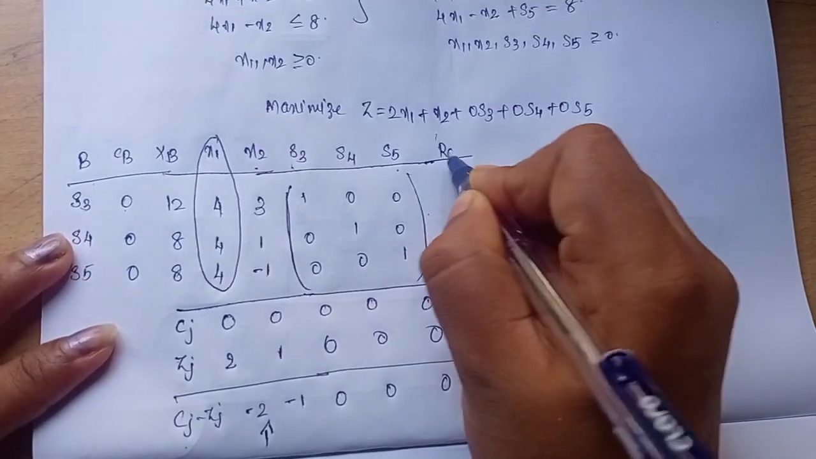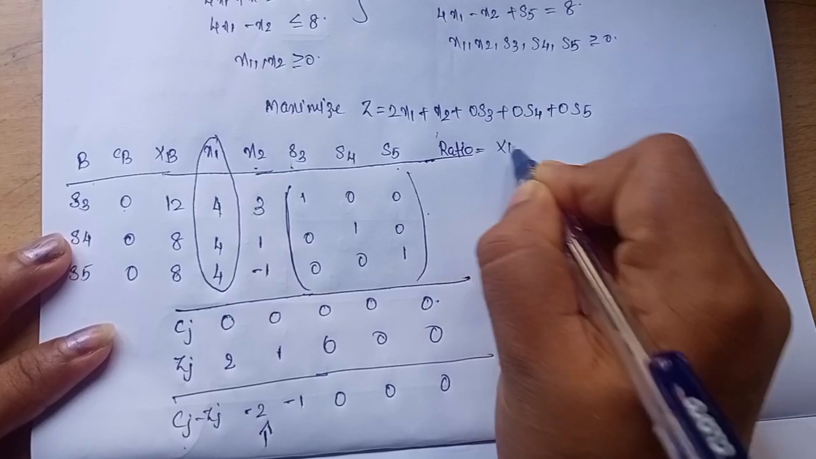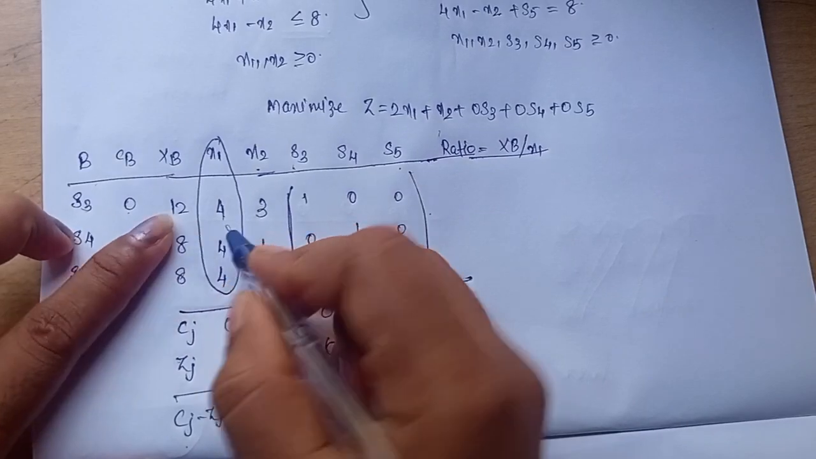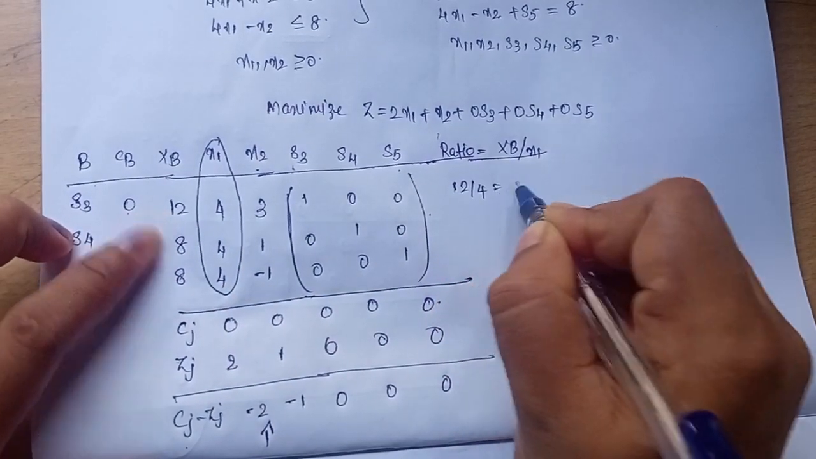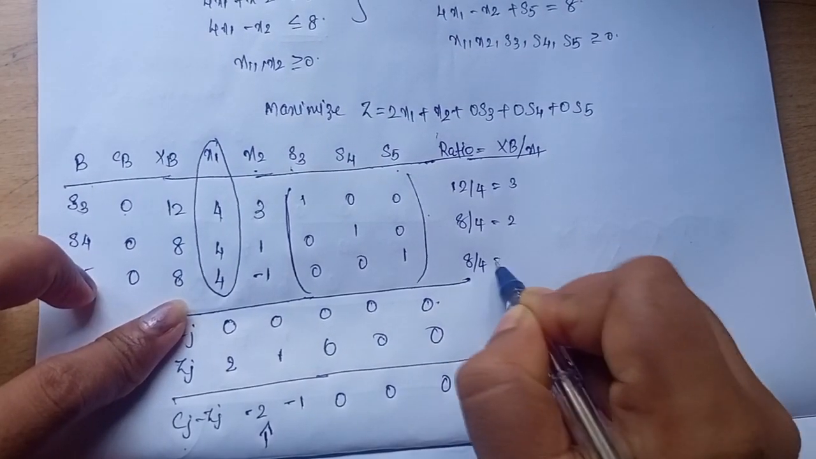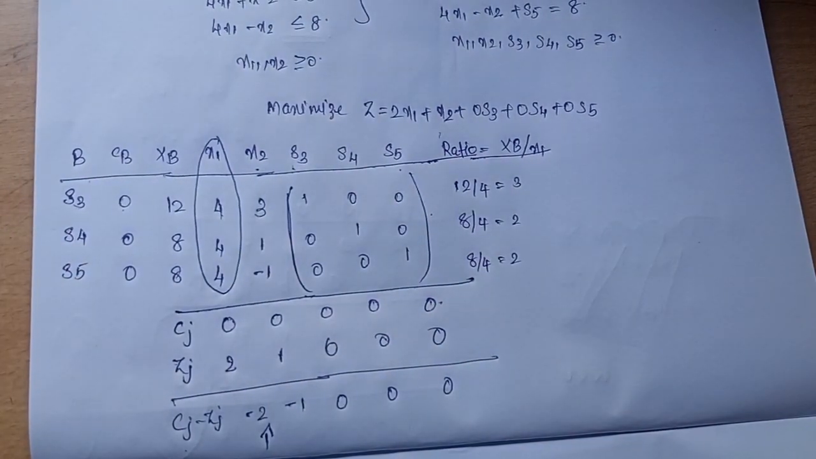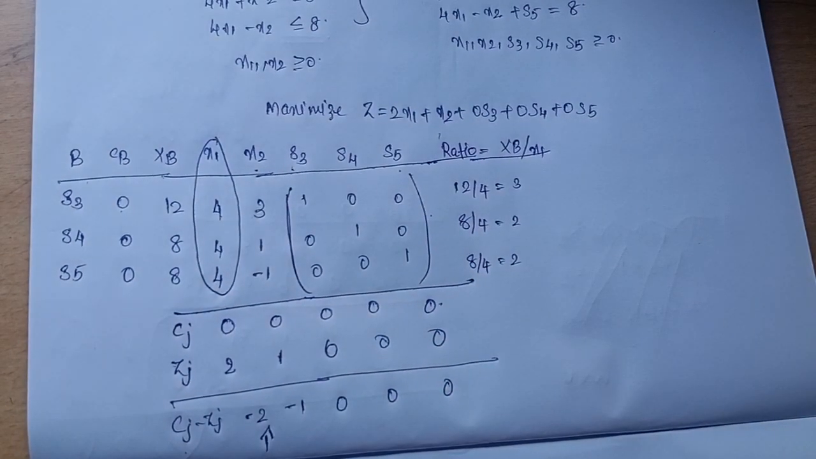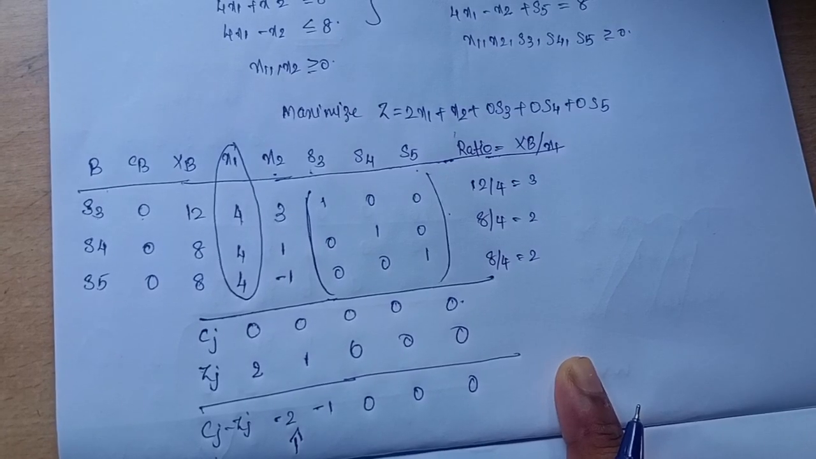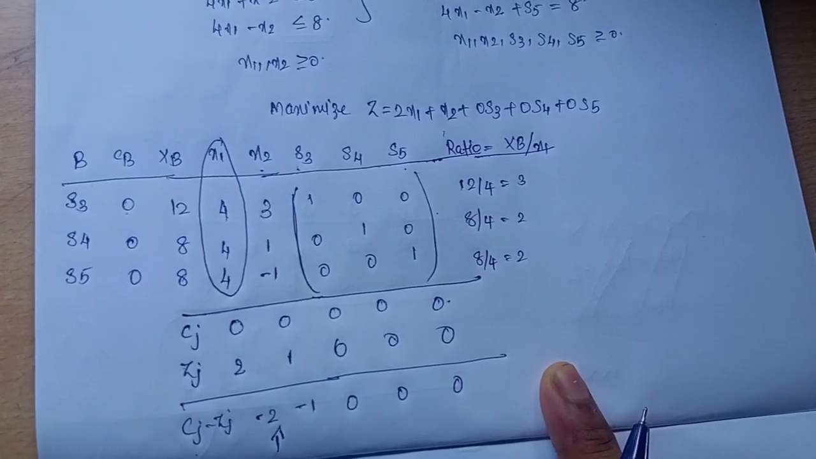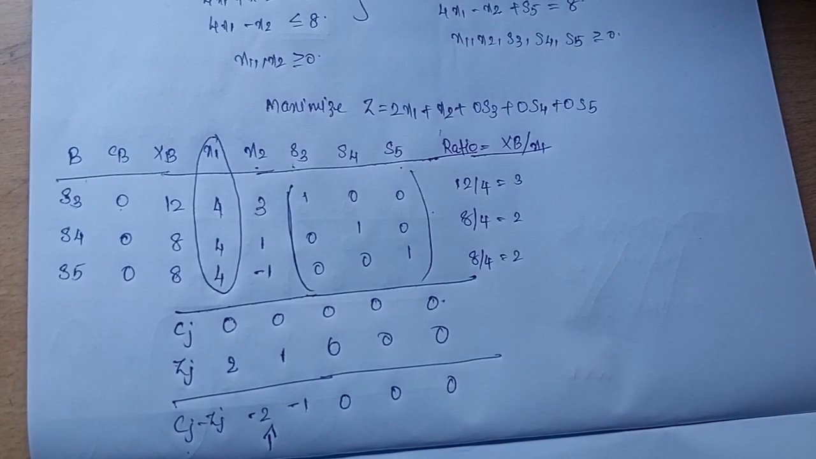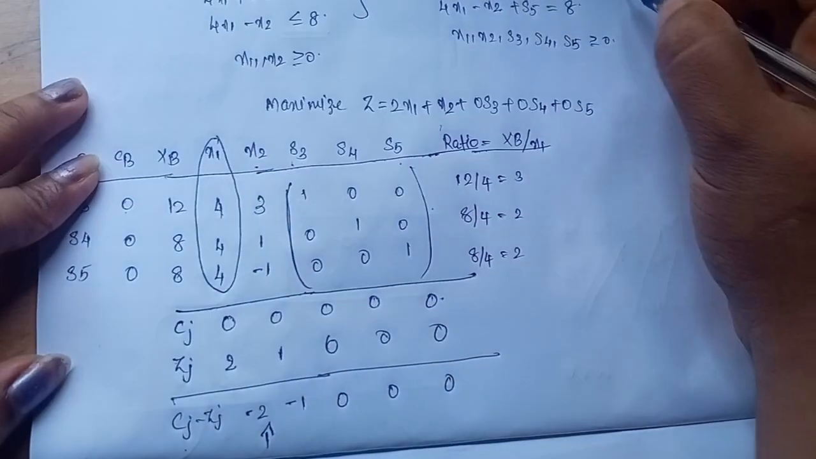For this, we find the ratio equal to xb divided by the key column x1, that is 12 by 4 equal to 3, 8 by 4 equal to 2, 8 by 4 equal to 2. So here there is a tie for the leaving variable. We get two minimum values, both equal to 2, so a tie arises in finding the leaving variable. So what do we do? This is the case of degeneracy.